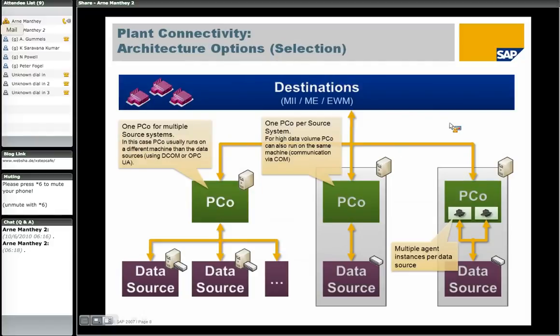Architecture options are, as I already pointed out a little bit, you can put Pico on the same machine as a data source, for example, for higher performance if you want, ruling out network issues. You can also use Pico in a network environment using DCOM or using OPC UA, which is also possible to use with data sources over the network. You could even use multiple agent instances per data source here, just also to level out performance maybe.